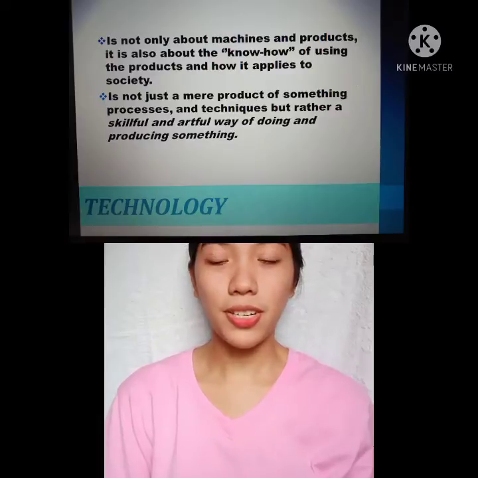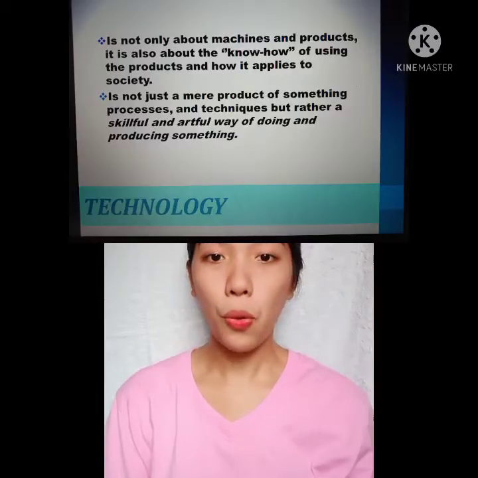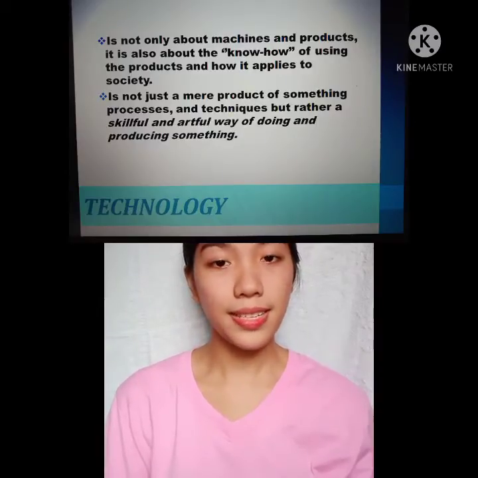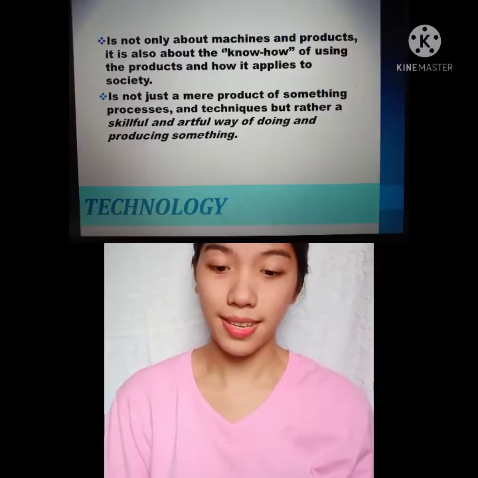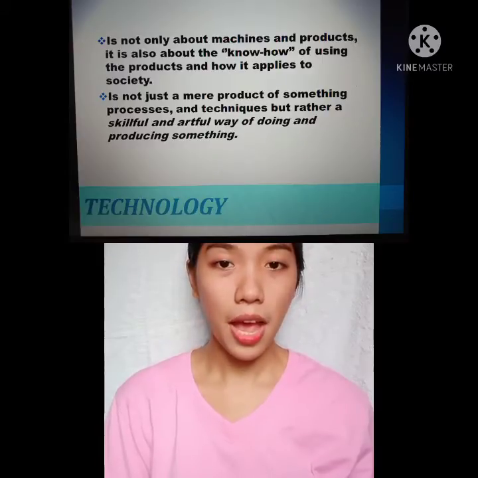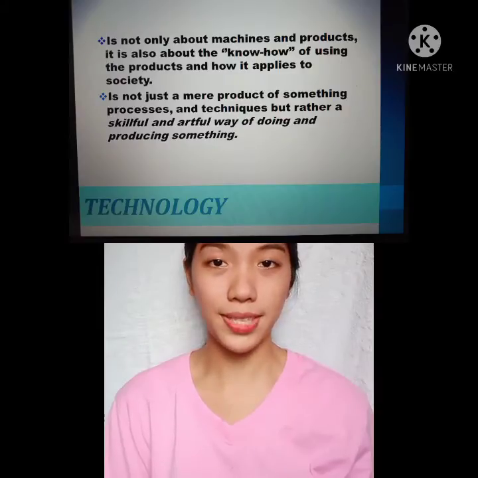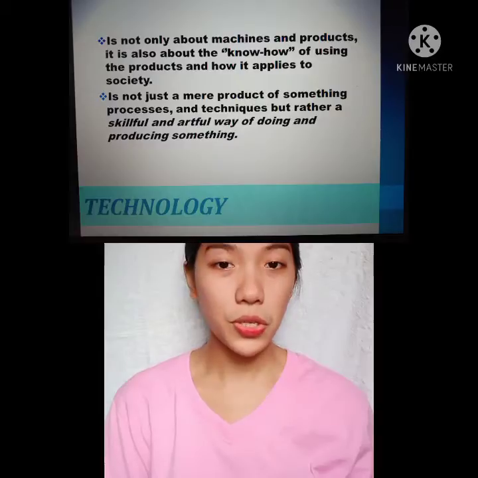Let us first define what technology is. Based on the definition in our slide, technology is not only about machines and products, it is also about the know-how of using the products and how it applies to society. It is not just a mere product of something, but processes and techniques, a skillful and artful way of doing and producing something, for example, inventions which are very efficient to society.